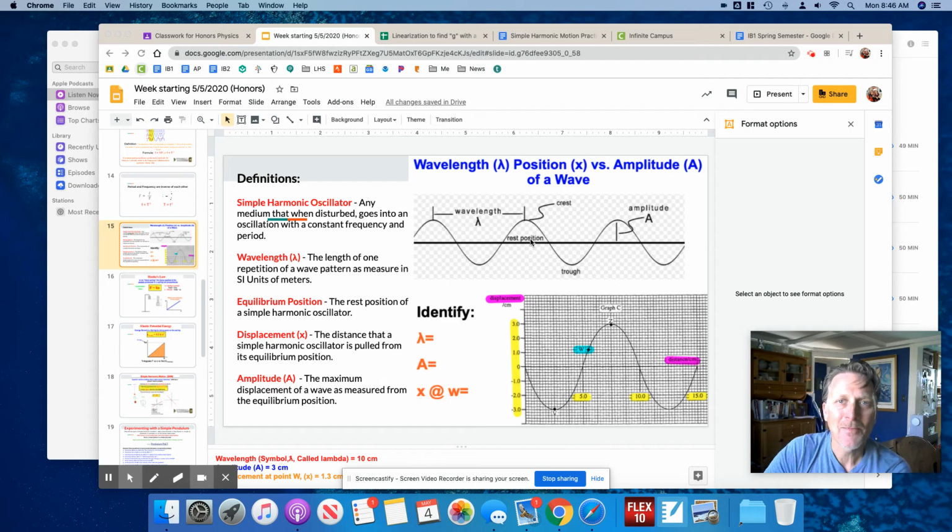Okay, welcome back. So, looking at some of our definitions around a wave. Now you notice how here's a wave pattern going on as it propagates through space. And when we look at this idea of a wave, we have something called wavelength.